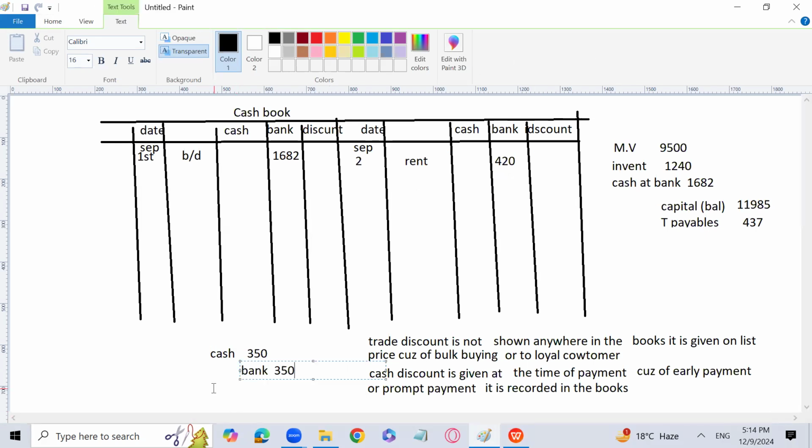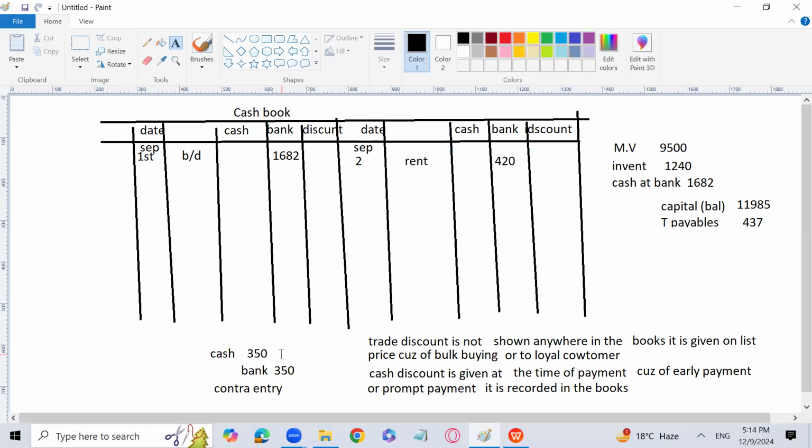This is known as contra entry. Just wanted to explain the contra entry also. Contra entry is an entry which affects both sides of the cash book. It will come also on the debit side and also on the credit side. So contra entry is an entry which affects both sides of the cash book because it involves cash and bank both. So cash is going to be debited.